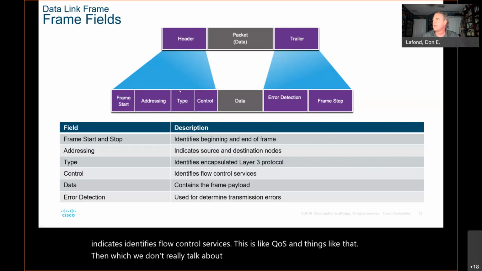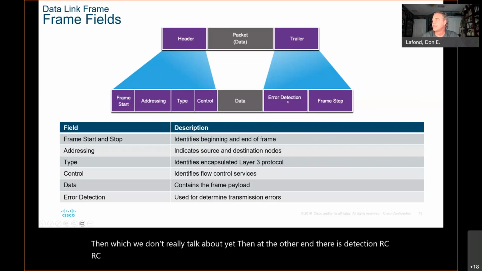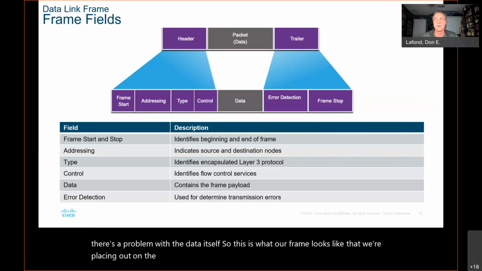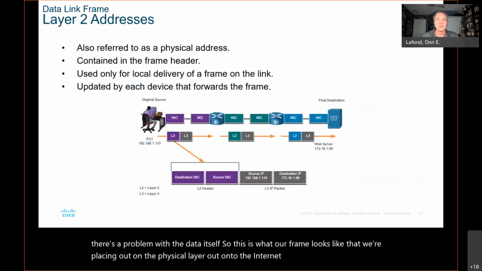Then at the other end, there is error detection, our CRC, that detects that there is a problem, and then the frame is dropped if there's a problem with the data itself. So this is what our frame looks like that we're placing out on the physical layer, out onto the internet. All ones and zeros, and off it goes.